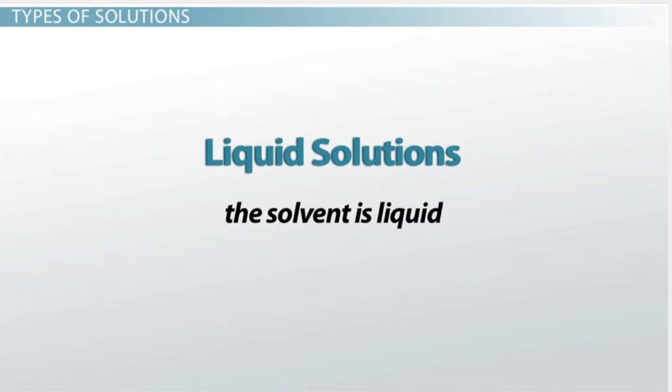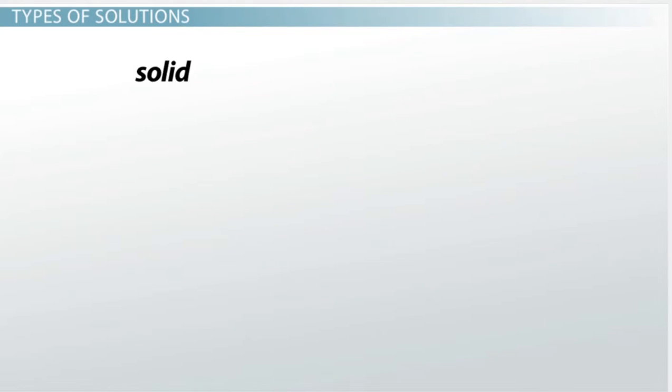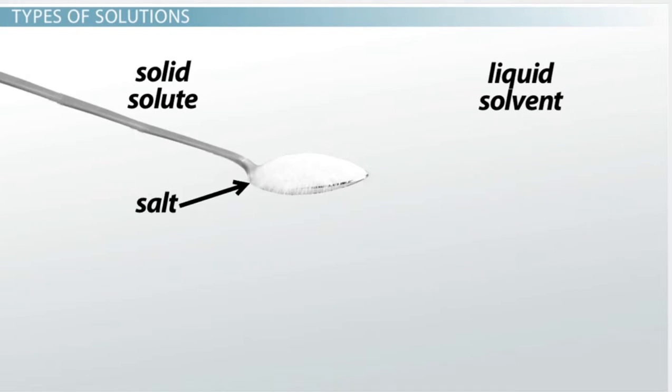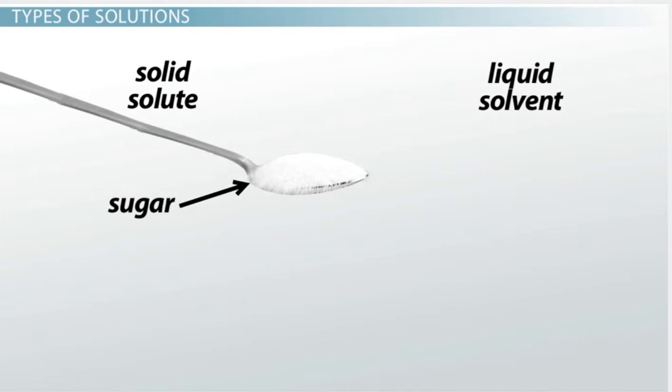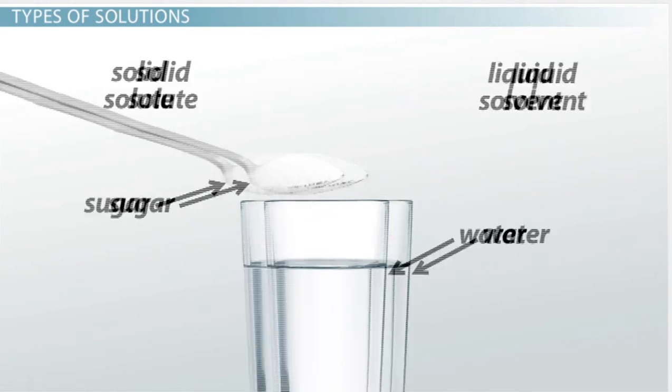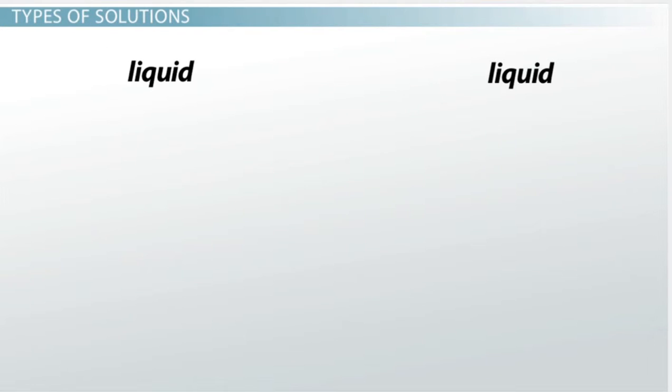Liquid solutions: the solvent is liquid. Solid, liquid: a solid solute in a liquid solvent. Examples are salt, the solute, dissolved in water, the solvent, and sugar, the solute, dissolved in water, the solvent. Liquid, liquid: a liquid solute in a liquid solvent.